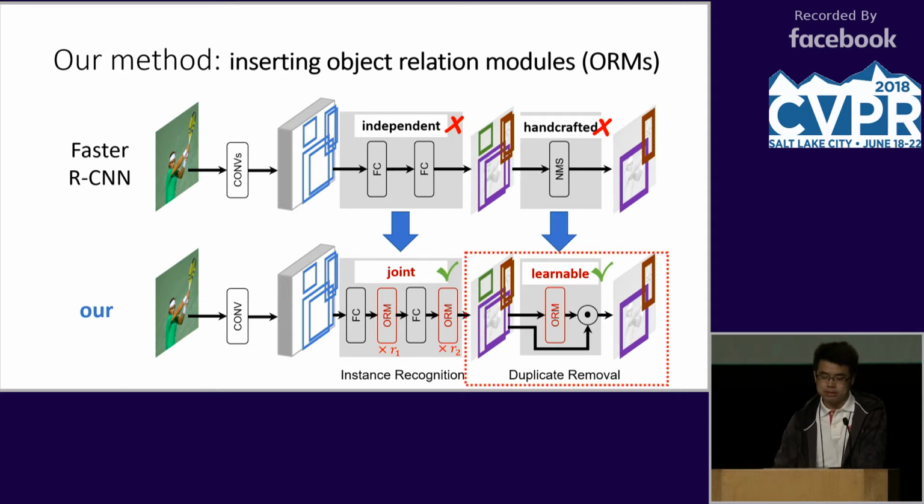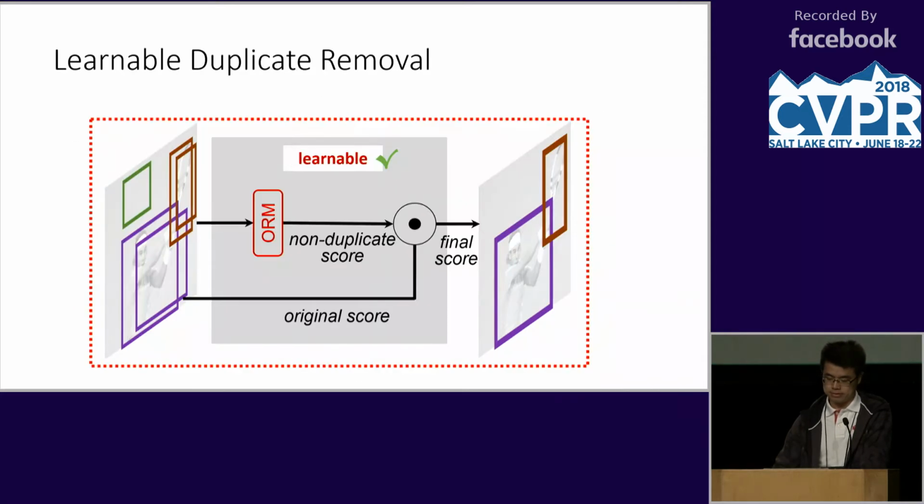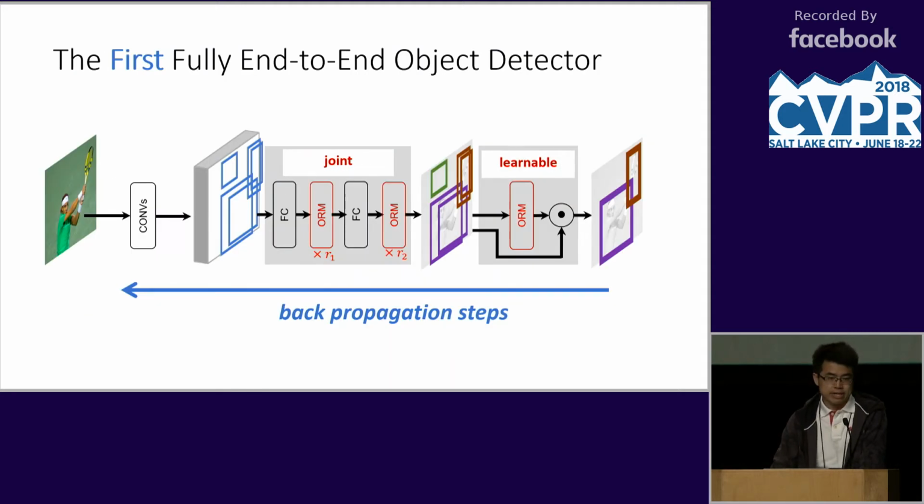For duplicate removal, the application is a bit more complex. In this step, the object relation module is used to produce a duplicate score to evaluate whether the object is a duplicate or not. We multiply this score with the original score to produce the final detection score. Finally, by learning all steps jointly, we achieve the first fully end-to-end object detector.